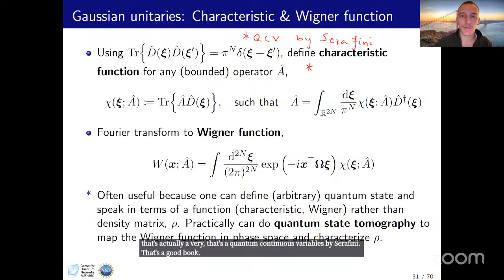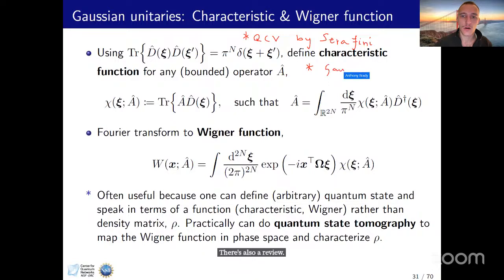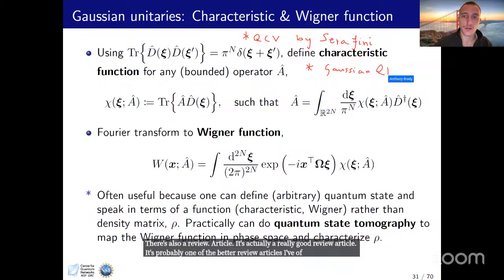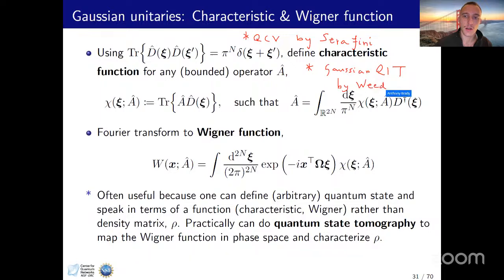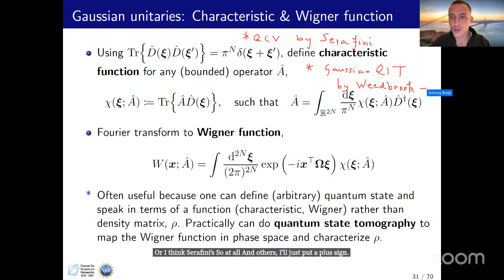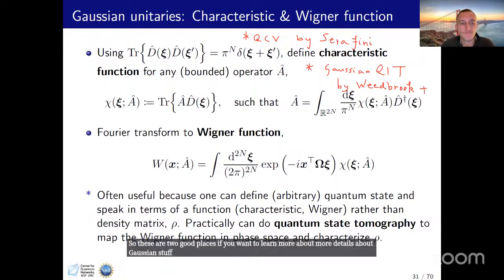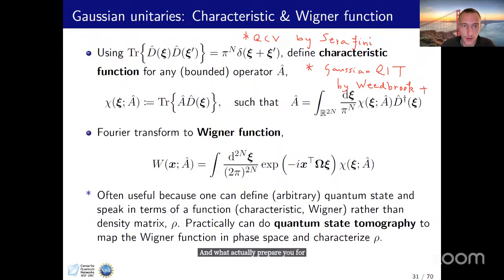That's a good book. There's also a review article. It's actually a really good review article. It's probably one of the better review articles I've read. Gaussian Quantum Information Theory by Weedbrook and others. This has more of a quantum info flavor to it. I'll just put a plus sign. So these are two good places if you want to learn more details about anything Gaussian, and would actually prepare you for research, if you wanted to go that route.